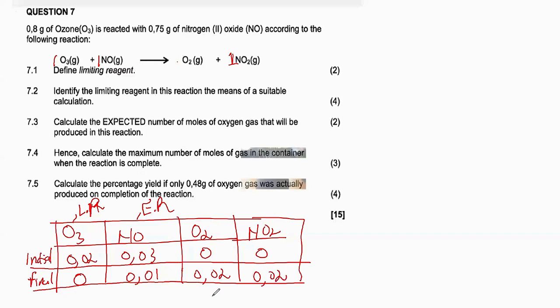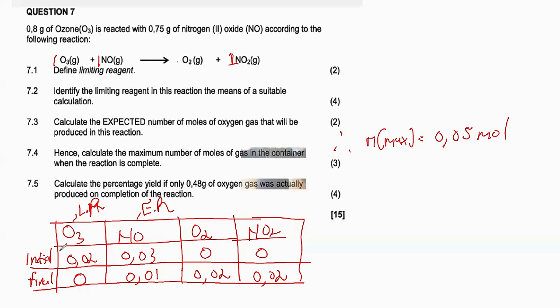0.02. Now, if we want to calculate the maximum number of moles of gas in the container when the reaction is complete, that means we have to add everything here on the final number of moles. So that's 0 plus 0.01 plus 0.02 plus 0.02. So the maximum number of moles will now be 0.05 mole, right? And just like that, you have your answer. So you only show this, and then you conclude that therefore the maximum number of moles is 0.05 mole. So note how we were able to do that.